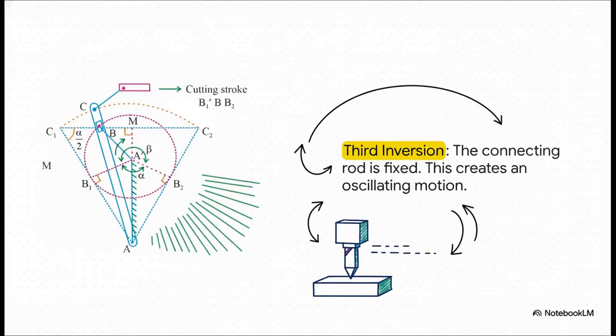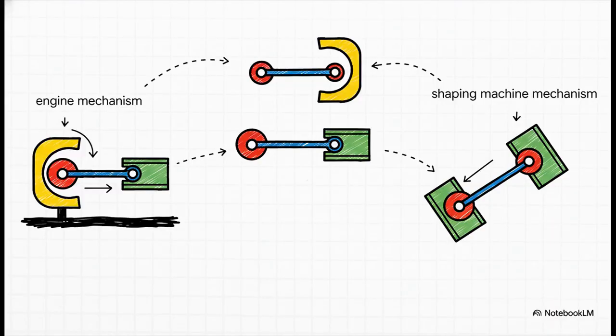We take the exact same parts, no new pieces, same crank, same rod, same slider. But this time, instead of fixing the cylinder, we're going to hold the connecting rod still. And just like that, the entire mechanism behaves in a completely different way. The crank and the slider now produce this big, sweeping, oscillating motion, which is perfect for certain kinds of machine tools.